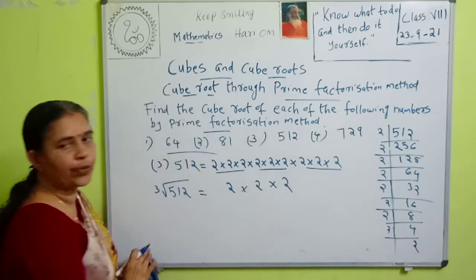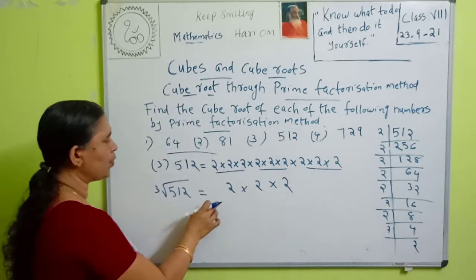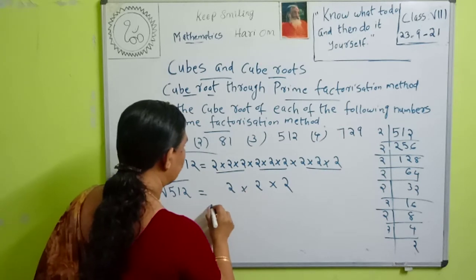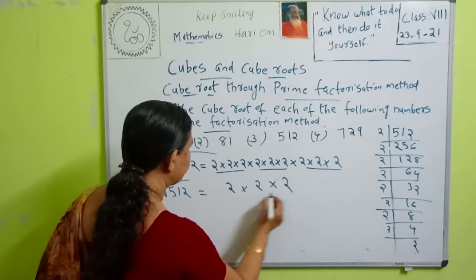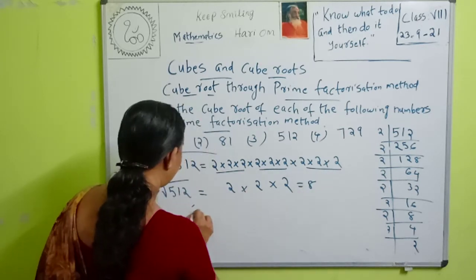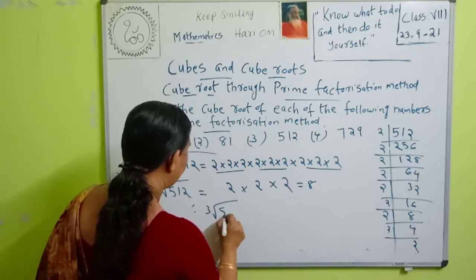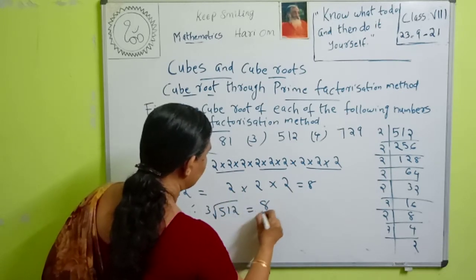Then what is the cube root of 512? It is equal to 2 into 2 into 2. That is equal to 2 into 2 is 4. 4 into 2 is 8. Therefore, cube root of 512 is equal to 8.